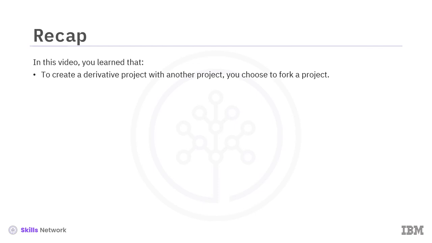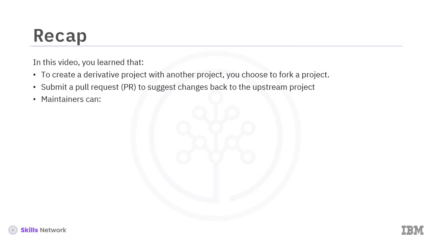Let's recap. In this video, you learned that if you want to create a derivative project from another project as the starting point, you can choose to fork a project. The repo that you fork from is referred to as the upstream repo. To contribute your changes back to the upstream project, for which you do not have write access, you can submit a pull request, commonly referred to as PR. The maintainers of the upstream project can review the changes in the pull request, provide feedback, and merge accordingly unless there are any conflicts to be resolved.